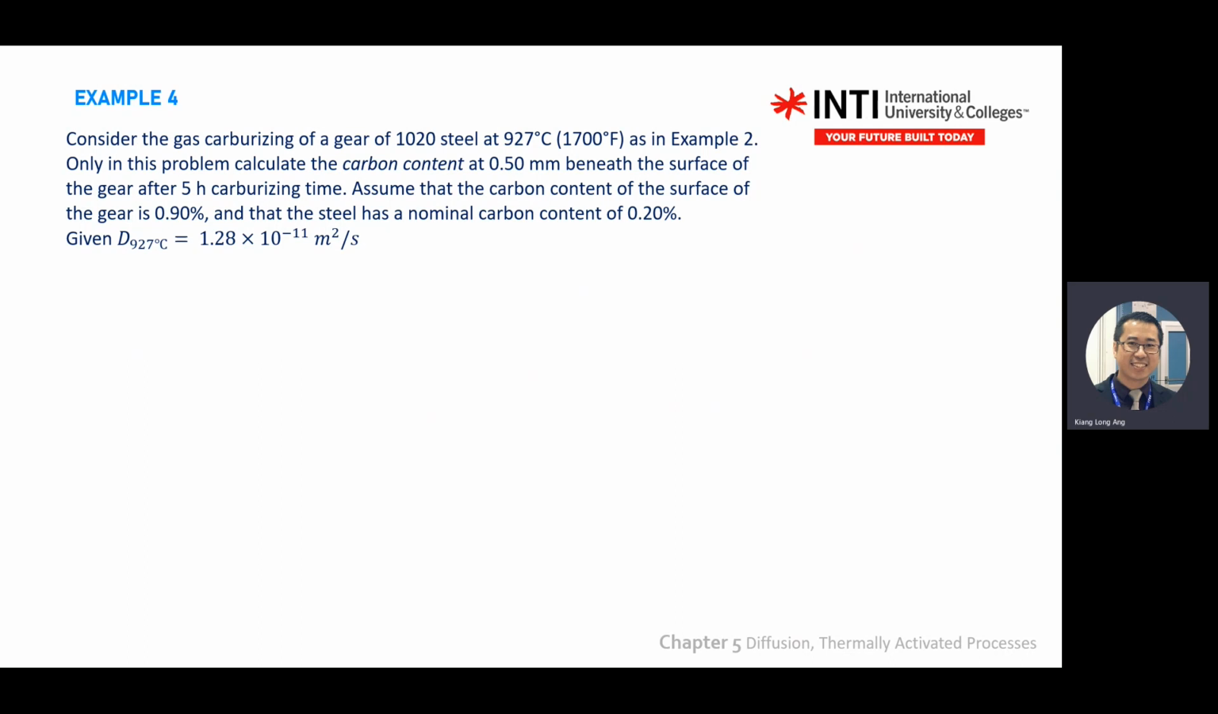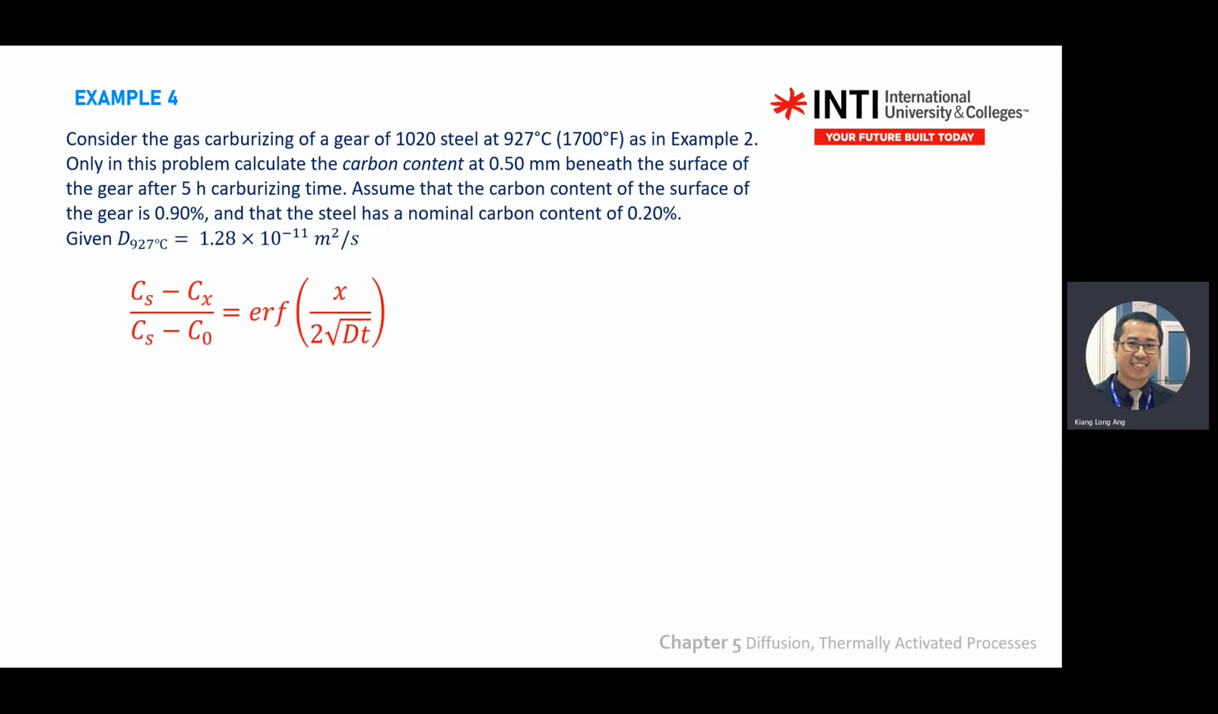Like I mentioned just now, find the carbon, the concentration at X, beneath the surface after 5 hours of carburizing time. In this equation, what is your T unit? Second. Change this time, 5 hours, to seconds. Assume carbon content so and so. The nominal was given, D was given, X was given also. Basically, you can find your Z value.